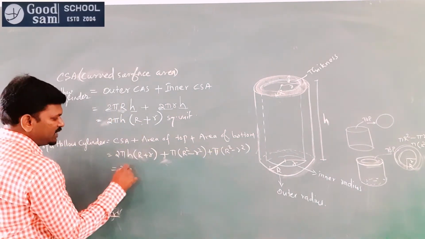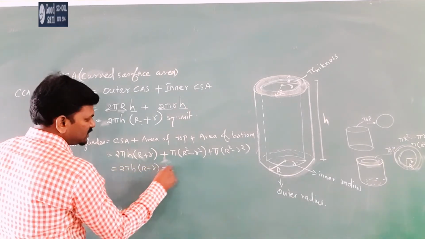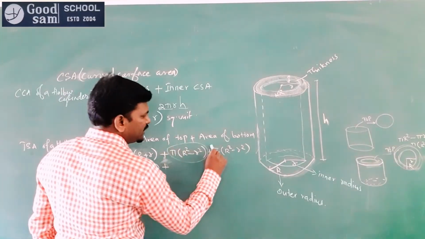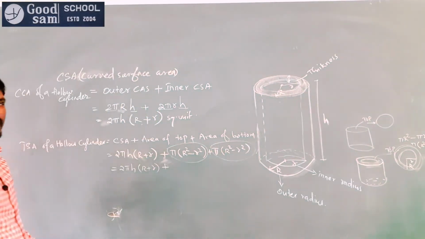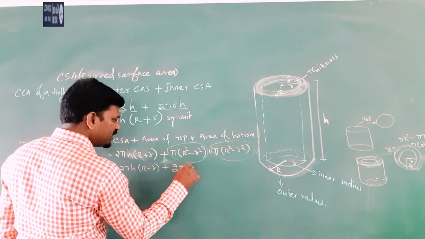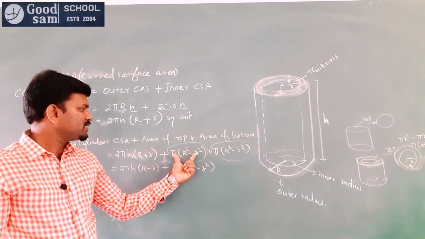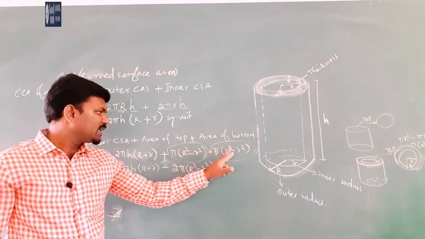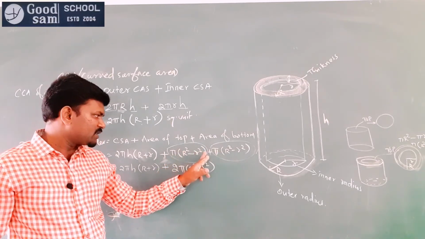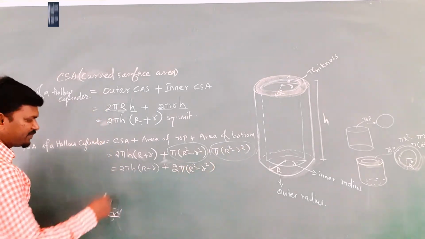So 2 pi h into R plus r, these two terms are same, pi (R square minus r square), pi (R square minus r square). So if we add these two, we get 2 pi (R square minus r square). This is one x, this is another x, because both are the same. So 2x. So pi (R square minus r square) plus pi (R square minus r square) is equal to 2 pi (R square minus r square).